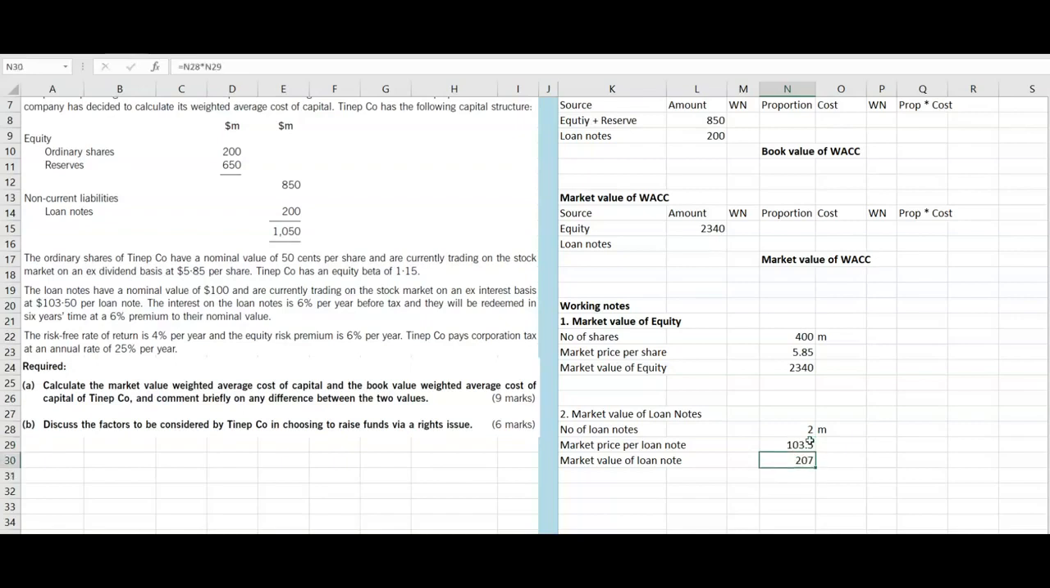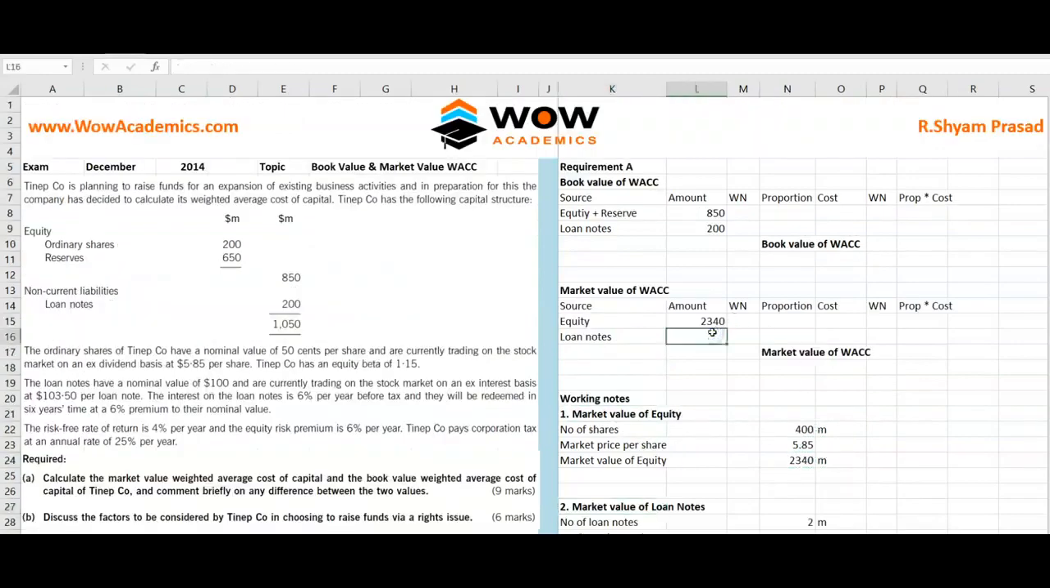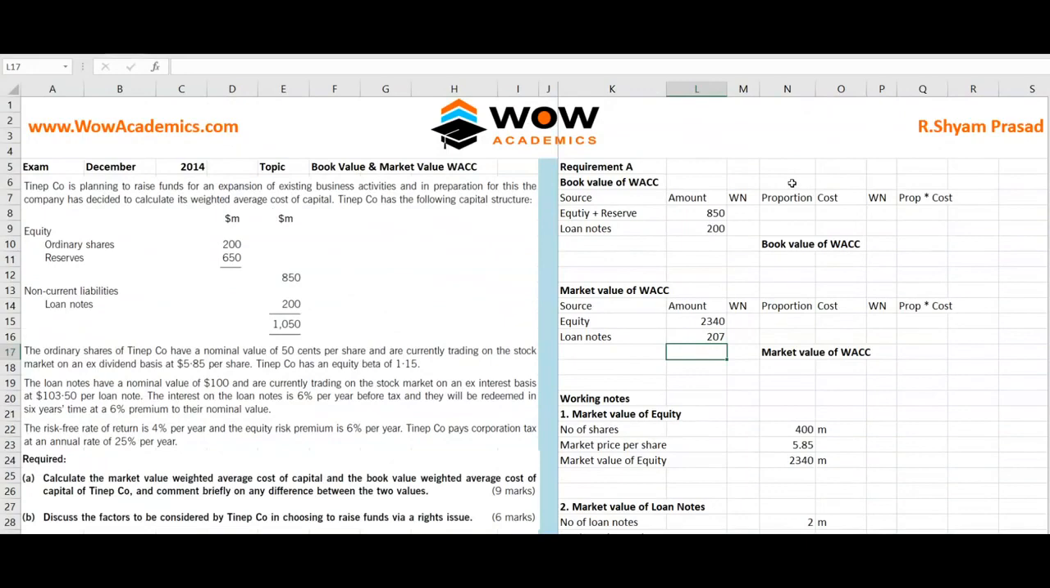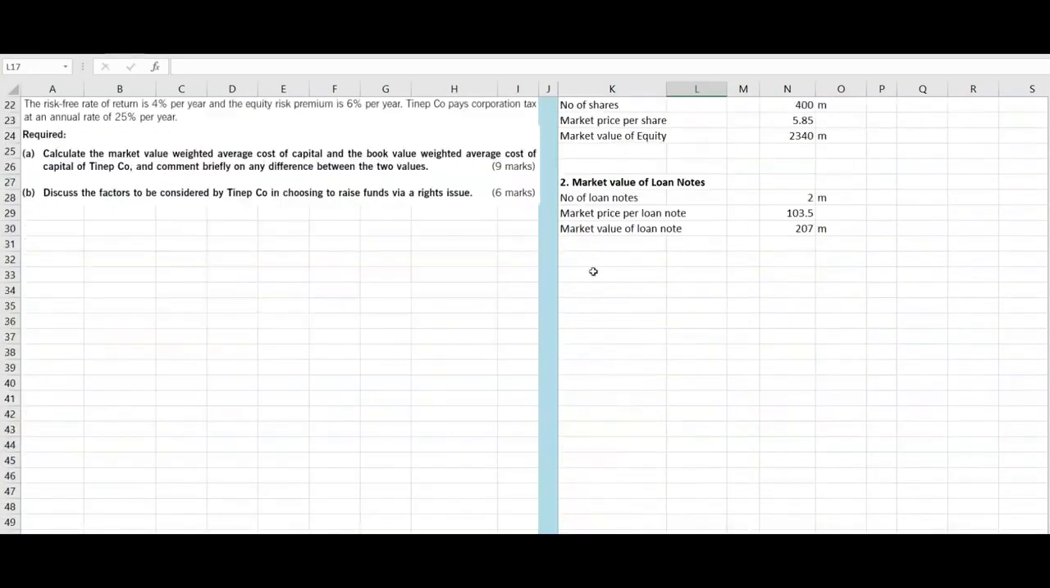So you got the answer. The answer is 207, and this is also in millions. Either way, we can take this number, the 207, the loan note value, and put it in the table here. So this comes to 207. Done. Now we'll move on to the other parts. We need the cost of capital of equity and of the loan note. So we'll go to the third one.